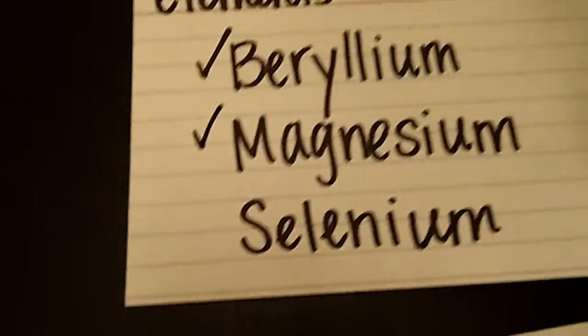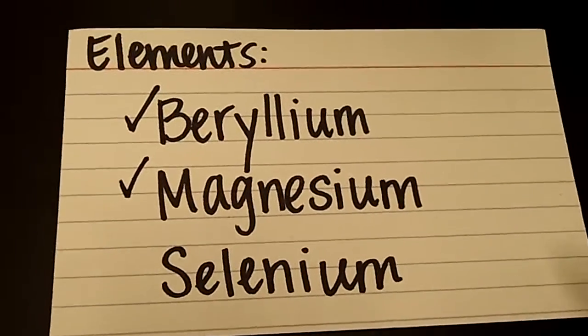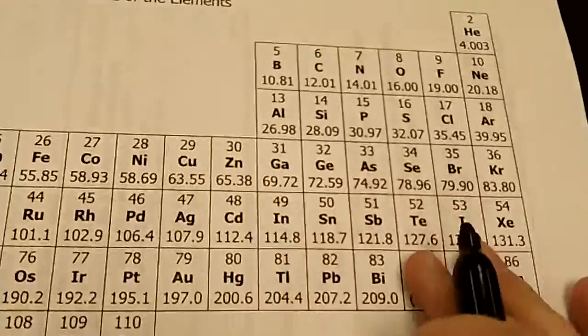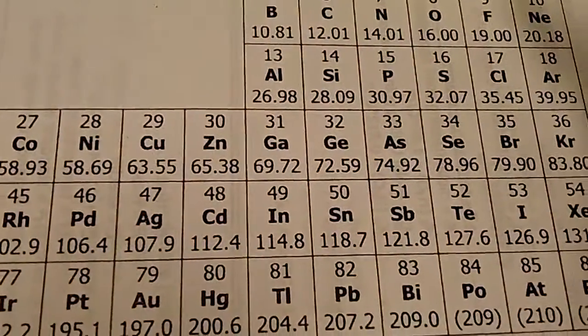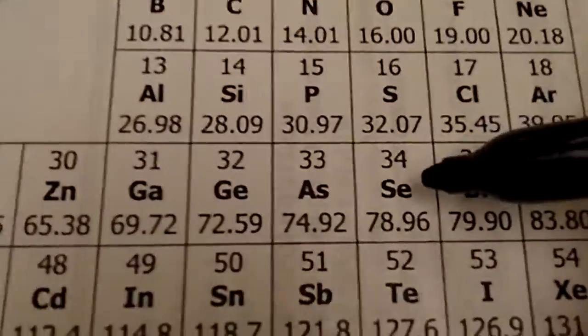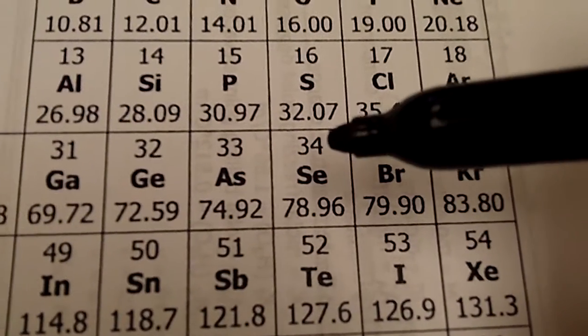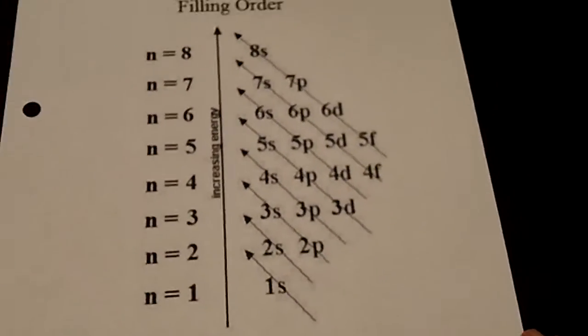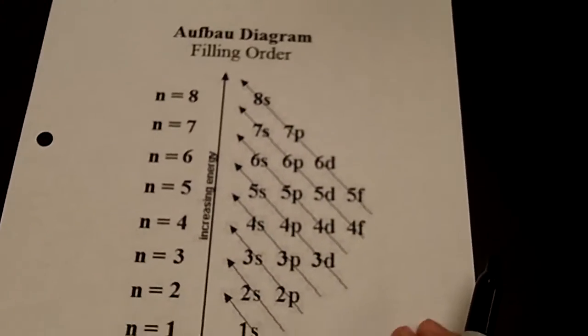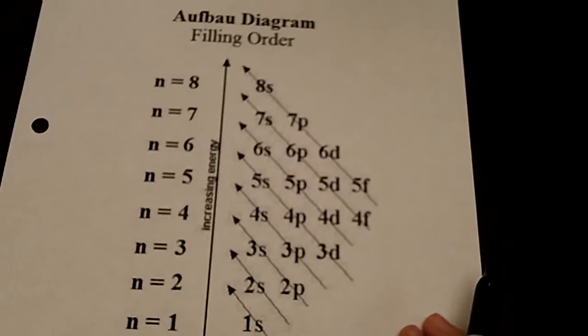All right, so the last one is selenium. Now, selenium is a lot higher up on here. If you find selenium, we are over at 34. This is going to allow us to really use this chart. So this was given in class. It might look a little confusing, because it does look confusing.